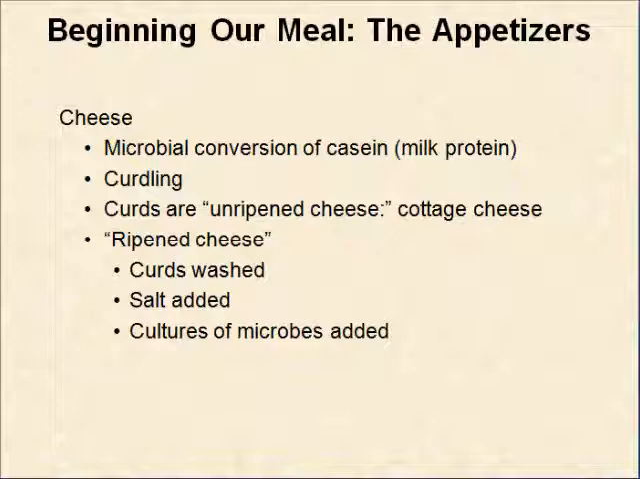Now, once we have taken those curds, we can ripen it. The curds are washed, we add salt, cultures of microbes are added, and it is aged. And salt content, the type of microorganism that is used, etc., and the time that it's allowed to age give us the different types of cheeses that we are familiar with.